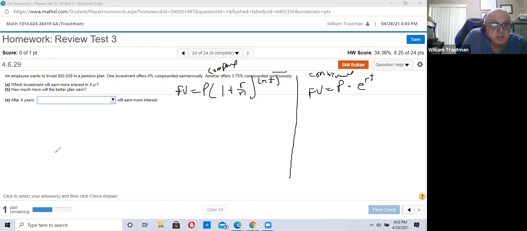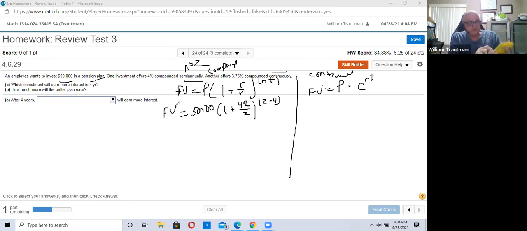So the present value, you want to invest 50,000. So we put 50,000 into P. 1 plus the interest rate is 4%, compounded semi-annual. Semi-annual means N is 2, raised to the 2 times, in 4 years. So T is 4. 2 times 4. So this is the first one.